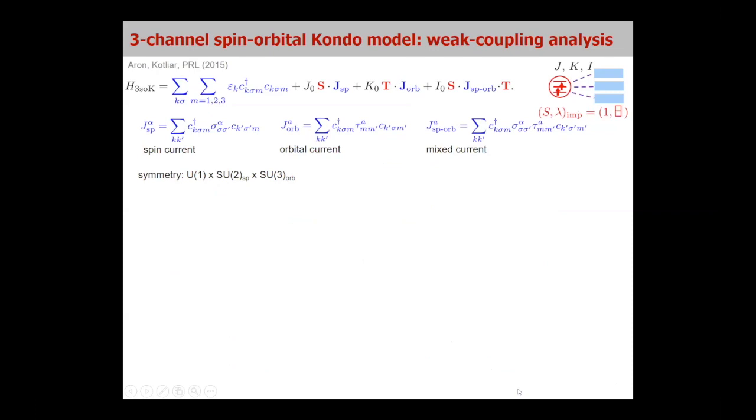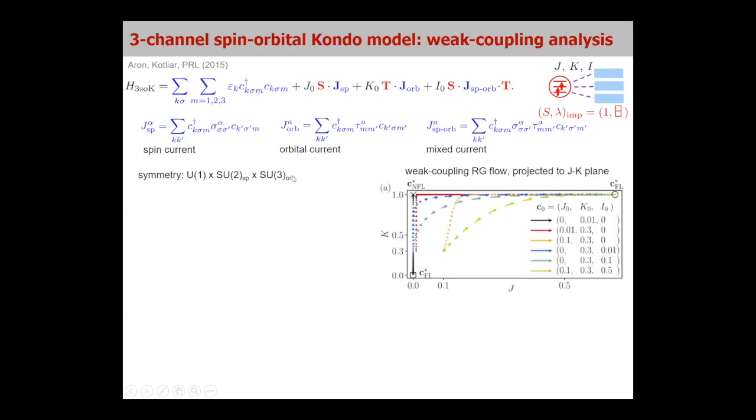Okay, so the 3-channel spin orbital Kondo model has the following structure. You have a conduction band, then there's an exchange interaction between the local spin and the spin density at the impurity site with coupling constant J0. Similar term in the orbital sector with coupling constant K0, and then a mixed term where both the spin and orbital degrees of freedom couple to the lead. And the model has U1 times SU2 times SU3 symmetry, because we treat all the bands to be degenerate.